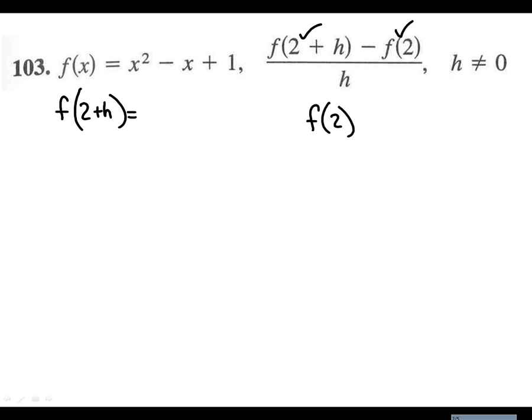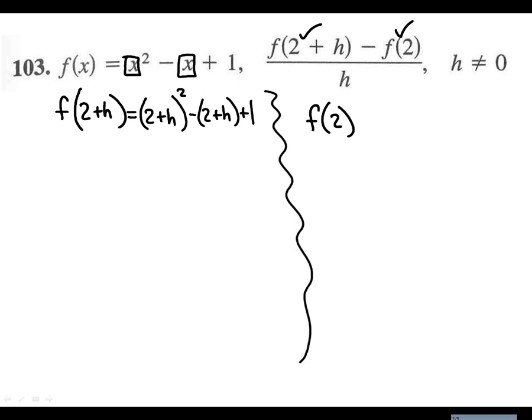So here we go. Our first thing is x. We're going to replace x with 2 plus h. Our second box of x, again, we're going to replace with 2 plus h, and then we're going to add 1. We're going to solve this problem completely separately from the f of 2 problem. Let's go ahead and FOIL this out.